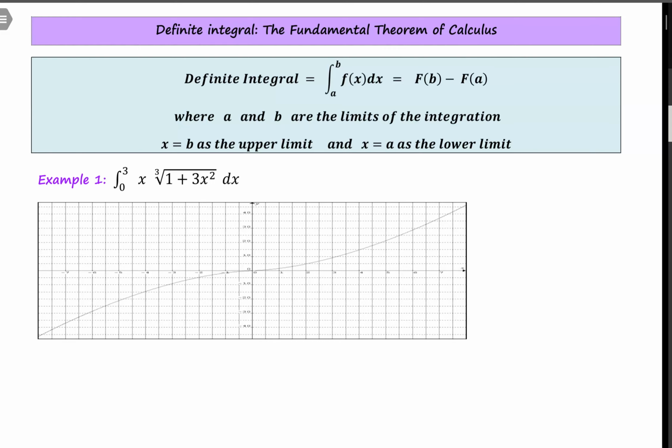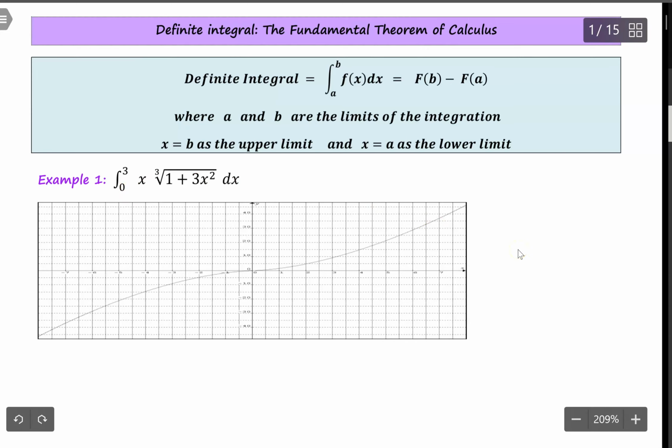Hello everyone. In this lesson, I would like to go over a few more examples of definite integrals of more complex functions, and we have to apply the fundamental theorem of calculus to calculate the area under the curve specified at the upper limit and the lower limit.